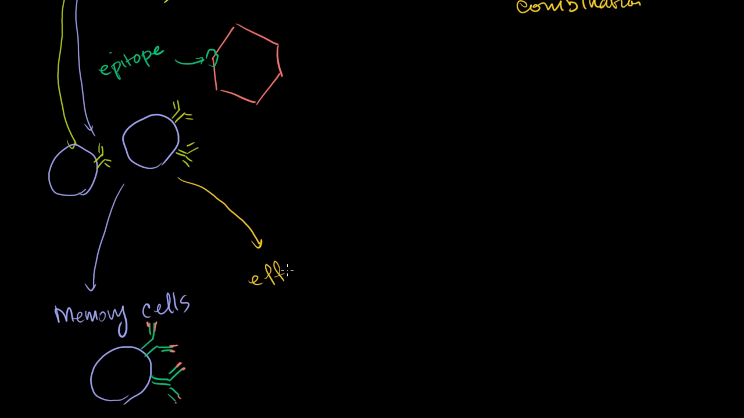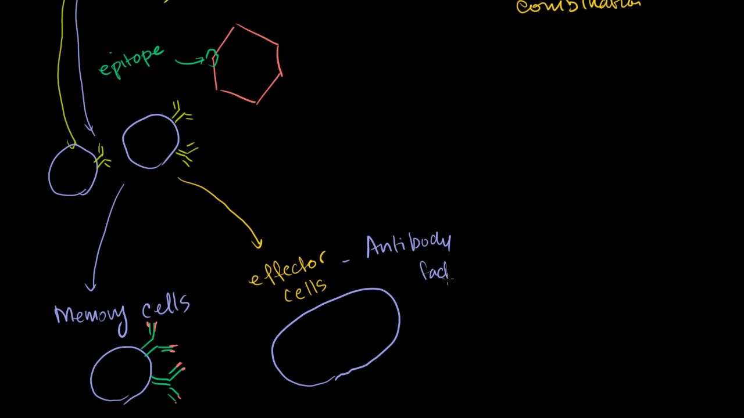So effector cells. What the effector cells do is they turn into effector B cells, or sometimes they're called plasma cells. They're going to turn into antibody factories. And the antibodies they're going to produce are exactly this combination that they originally had being membrane bound. So they're just going to start producing these antibodies that we talk about.